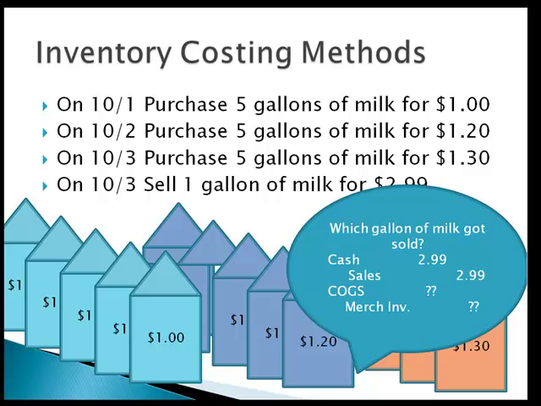the question becomes, which gallon of milk got sold? Okay, so here's our cash sale. I'm assuming it's a cash sale, not a sale on receivables, because it's just gallons of milk. So we debit cash, we credit sales. That's always going to remain the same. The selling price does not change.